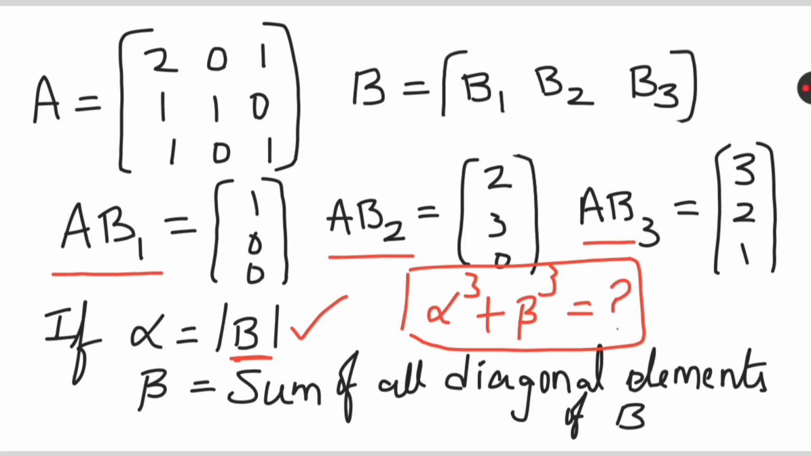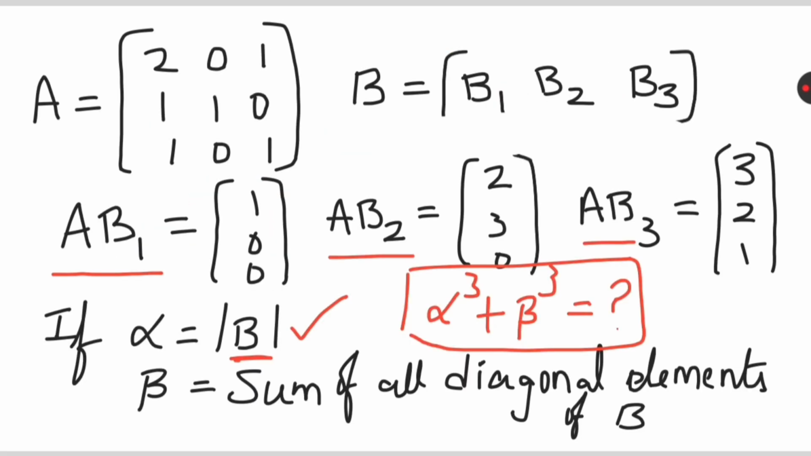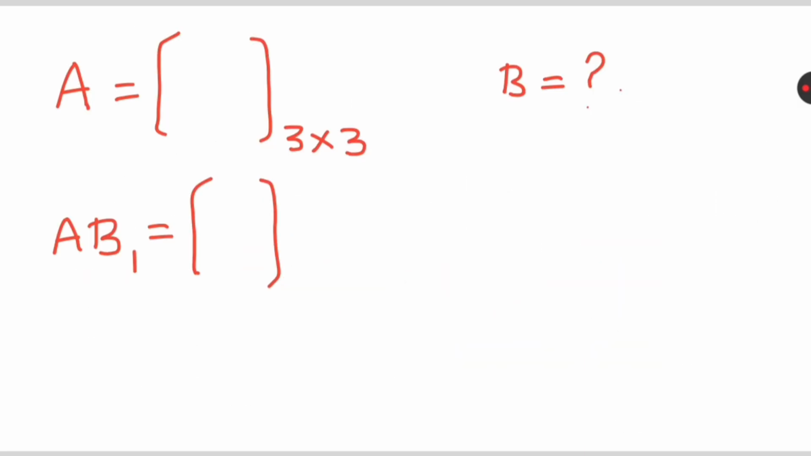Let's observe. What information is given? A is a 3 by 3 matrix. That we know. And B we don't know. We need to find which matrix this is. They also gave AB1, which is 1 0 0. Which type of matrix is this? It has 3 rows and 1 column, isn't it? So we can write this as a 3 by 1 matrix. So AB1 is nothing but a 3 by 1 matrix.